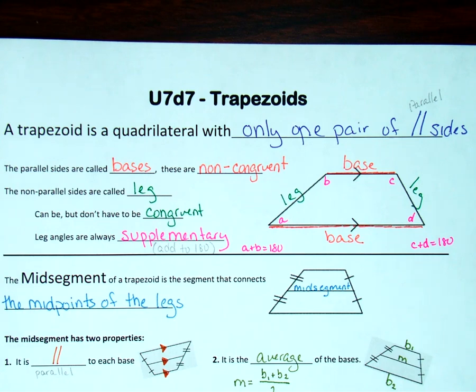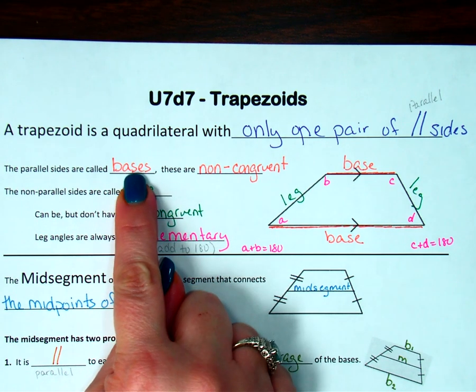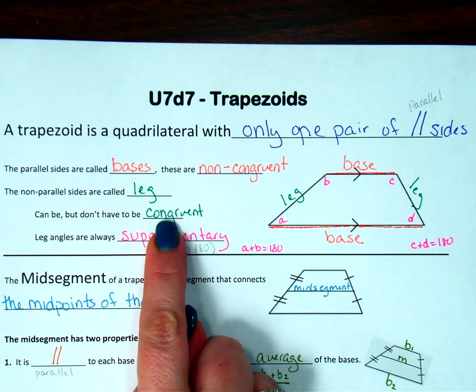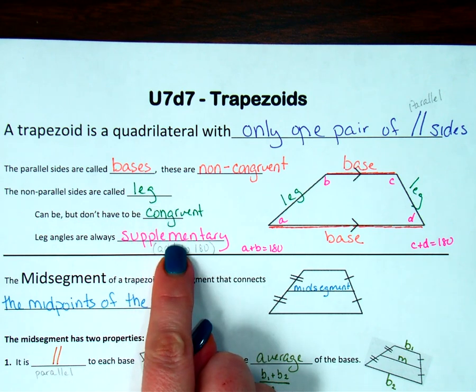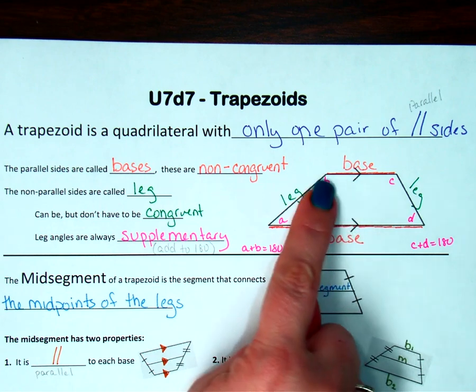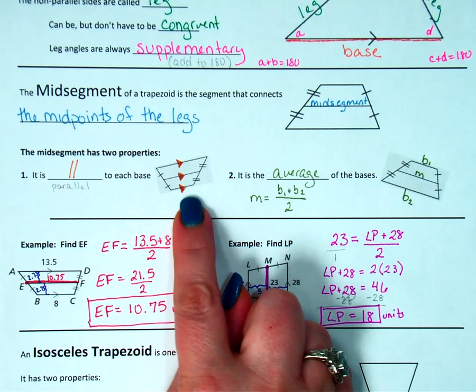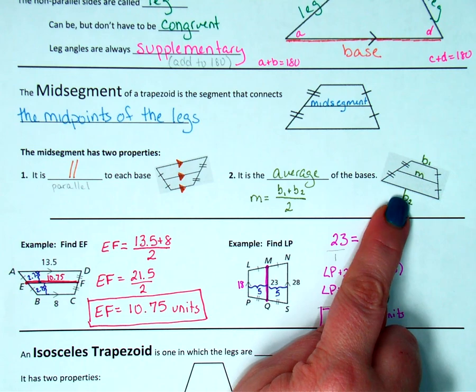Welcome back to trapezoids. In the last video we talked about exactly what a trapezoid is and what its pieces are called. We have bases that are non-congruent, legs that are congruent, or that can be congruent, don't have to be. We talked about how the angles on the same side are always supplementary, meaning they add to 180, and then we discussed the mid-segment, that it is parallel to both bases and it's the average of the bases.